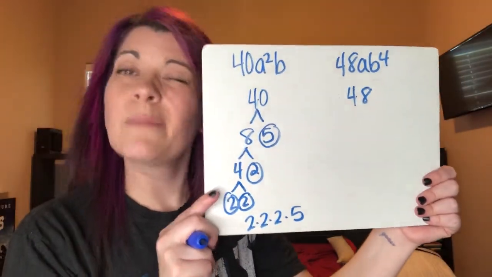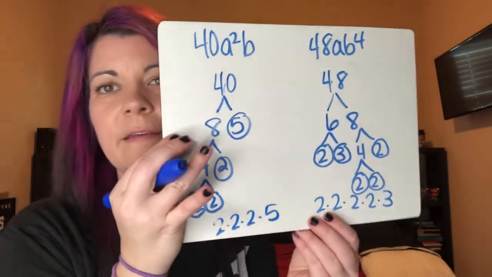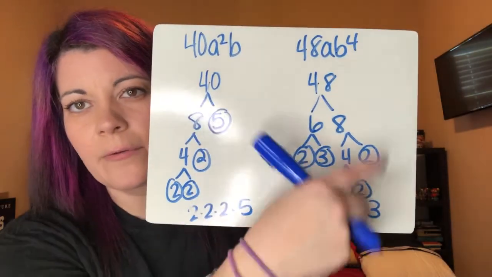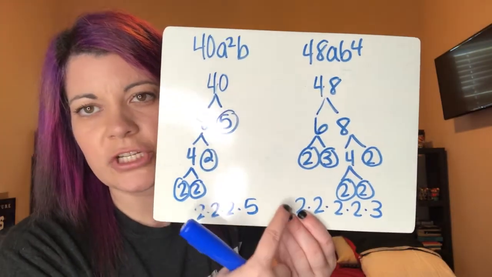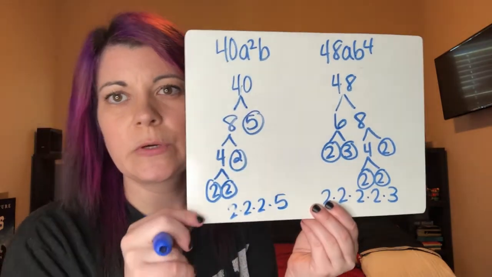And then 48, I'm going to use 6 and 8 to start off, because 6 times 8 is 48. I can still break down 6 into 2 and 3. And 8, I can break down into 4 and 2, and then break down the 4 into 2 and 2. So I get 2 times 2 times 2 times 2 times 3, the prime factorization.